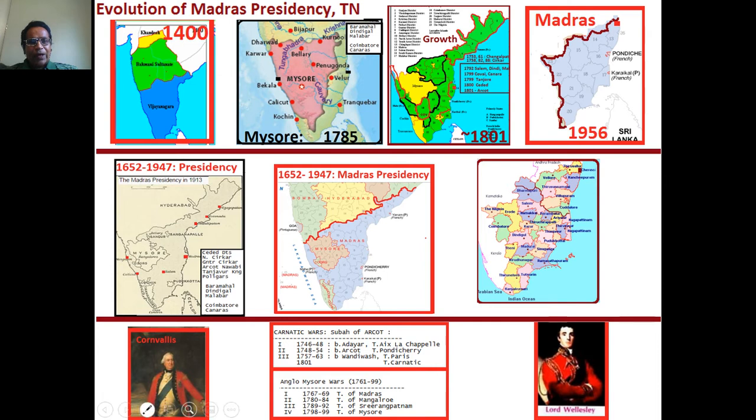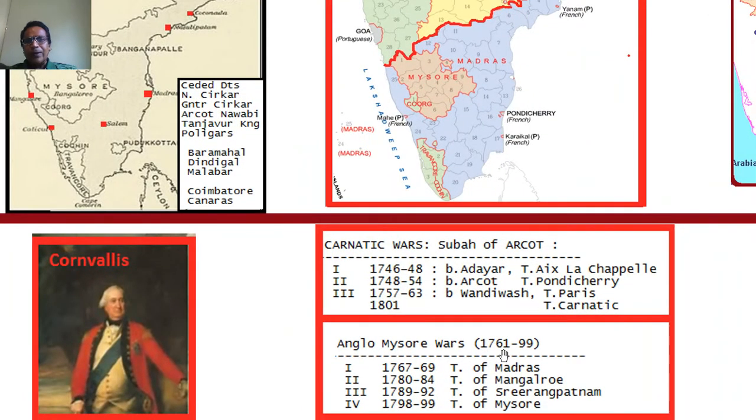And these are some of the major treaties and wars that played an important role in the formation of Madras Presidency, 1652 to 1953. Three Carnatic Wars were fought and four Anglo-Mysore Wars were fought.